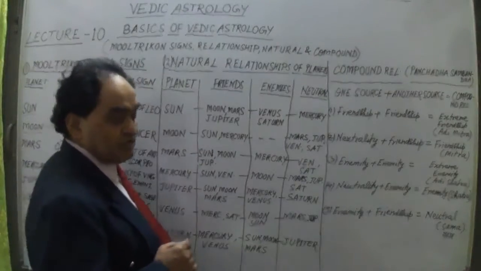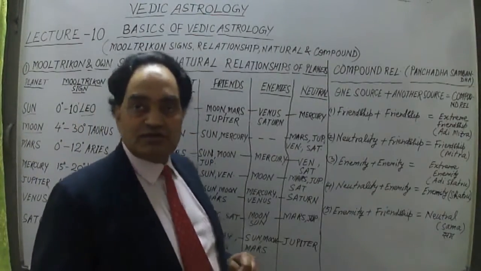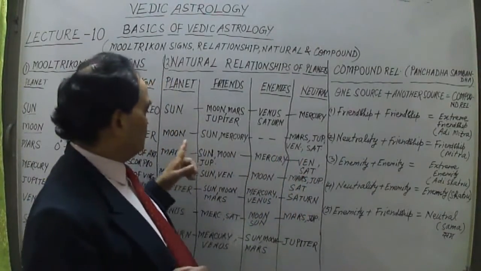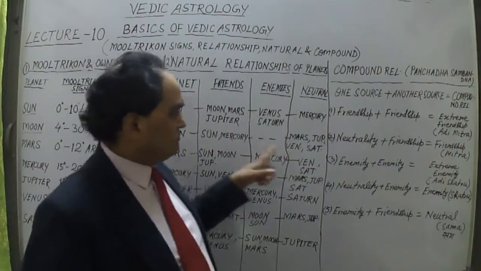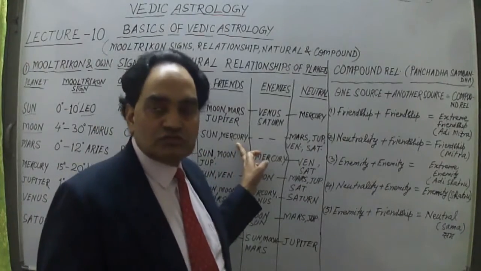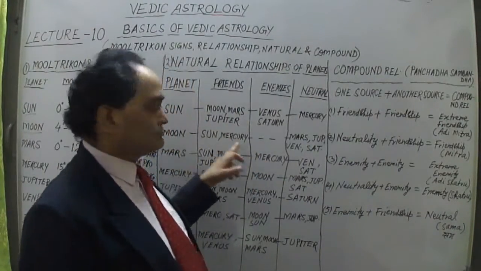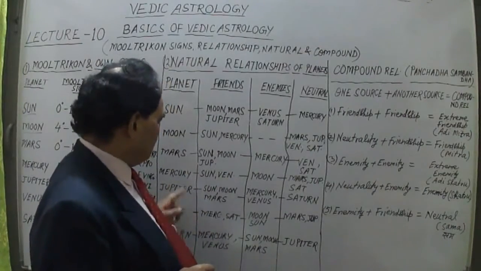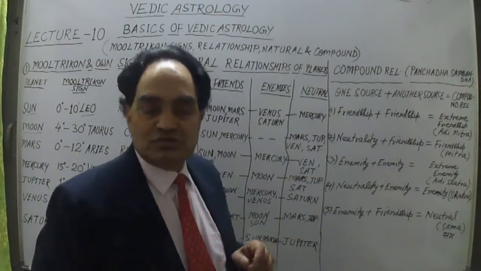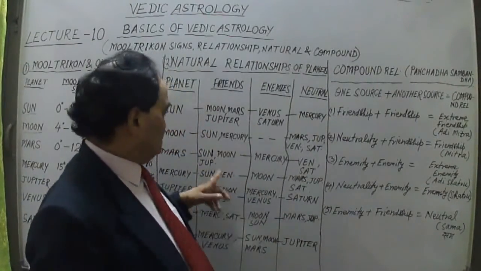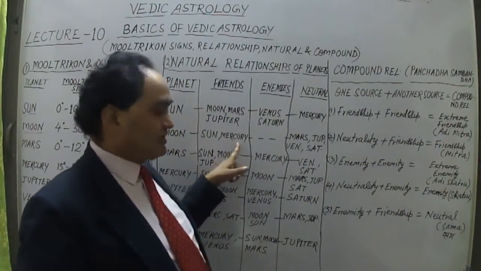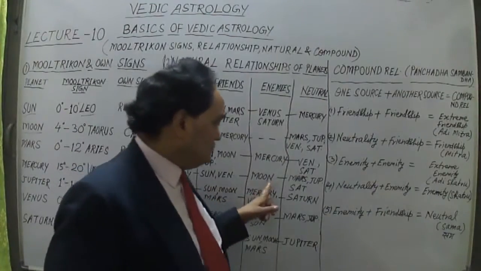Let me take enmity and friendship. One is enemy, other is friend. For example, let me take Mercury and Moon. For Moon, Mercury is friend. But for Mercury, Moon is enemy. Try to understand: for Moon, Mercury is friend, but for Mercury, Moon is enemy.